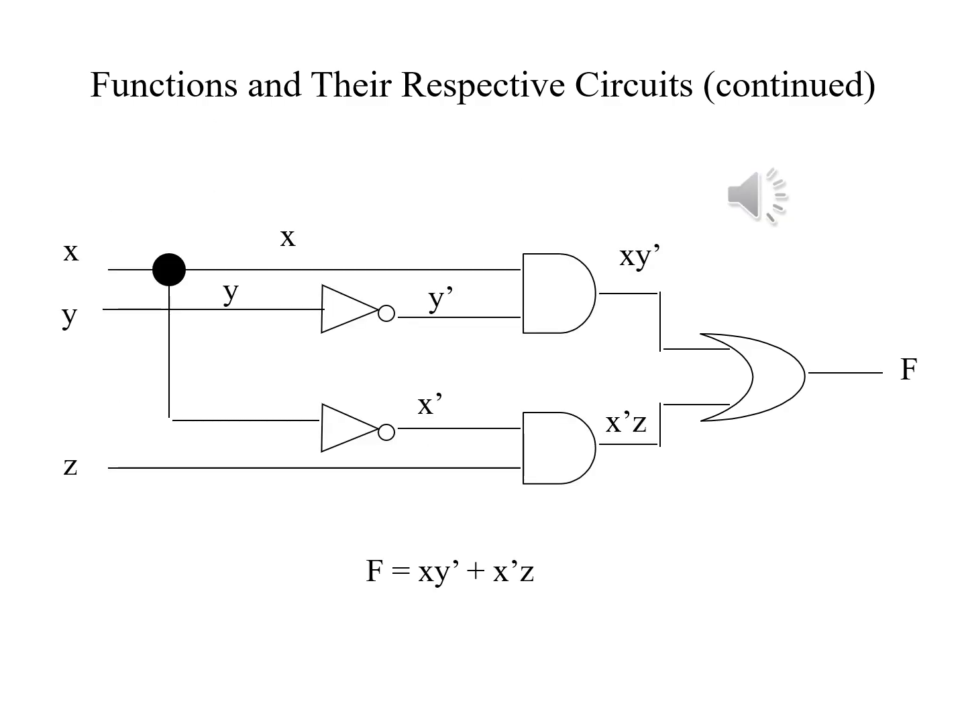Here you see x going into an AND gate, y going through an inverter into that same AND gate to give us x, y prime. A branch of x goes into an inverter, and the x prime resulting from that goes into an AND gate. Z goes directly into that same AND gate to give us x prime, z. These go together to form f, which is x, y prime plus x prime, z.